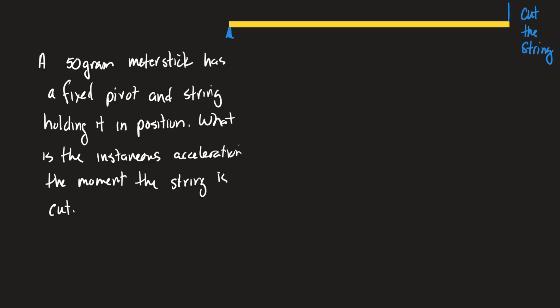Give it a try. Let's see if you can do it. And you don't need a calculator for this. And I'll tell you the answer. It's 15 radians per second squared.